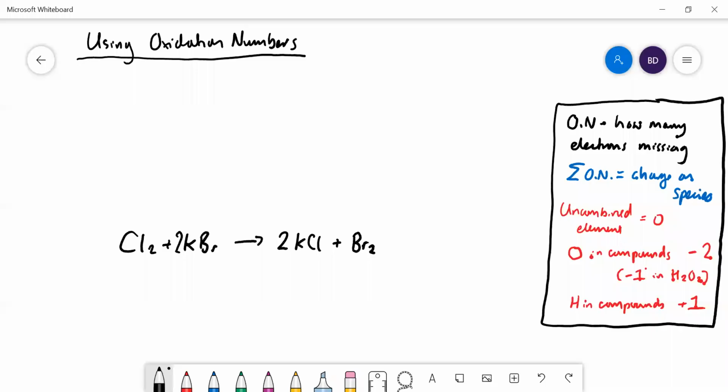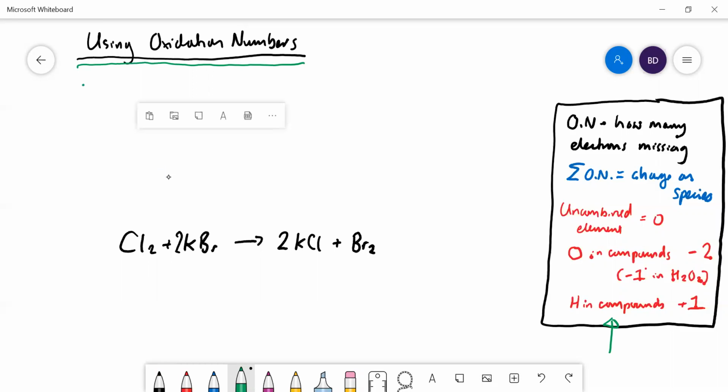Okay, so we know how to assign oxidation numbers. That's using this set of rules here. Remember? Okay, in the box. And now we're going to look at how we can use oxidation numbers.